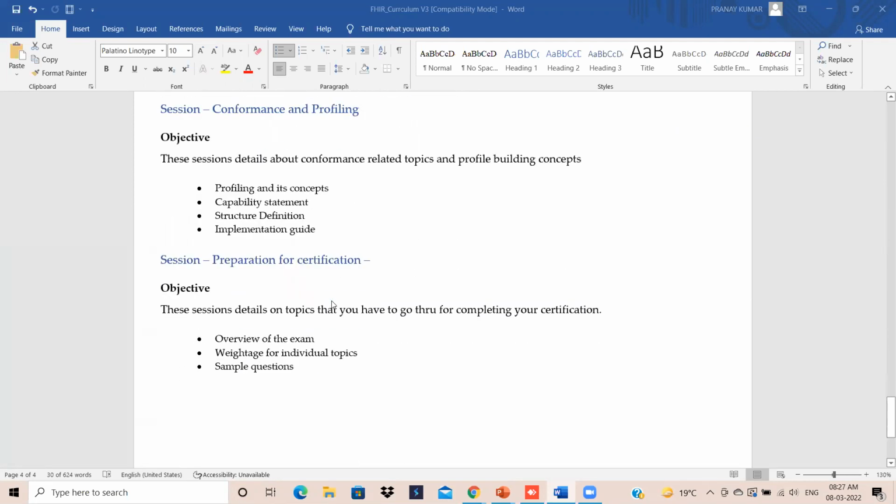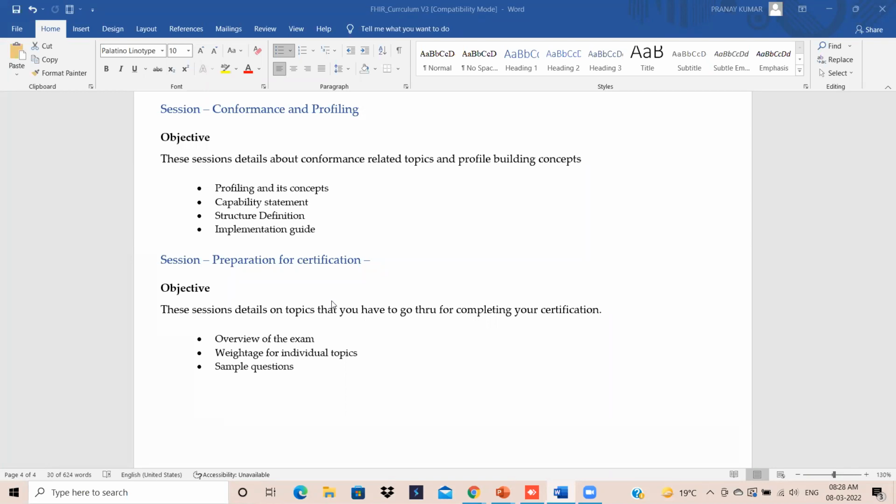And after that, we have something called conformance and profiling. Conformance and profiling will help us to create profiles and manage those profiles. Conformance is nothing but when you want to create resources or modify resources, you will use the concept of conformance so that you can be in sync with the FHIR specification and don't deviate from it. Okay, so we'll talk in detail about conformance and profiling. We'll see what is a capability statement, what is a structure definition, what is an implementation guide, what is profiling and all.